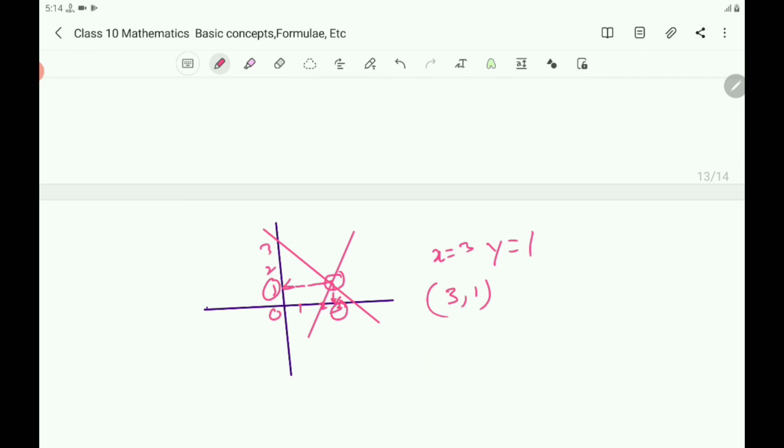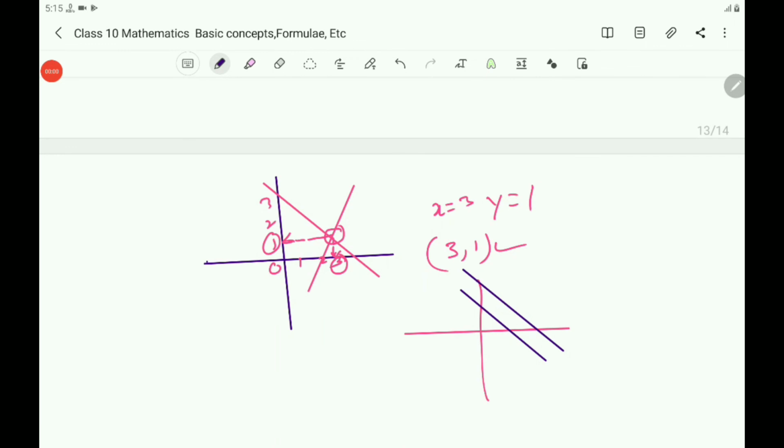So for the multiple choice questions, by giving the graph, they can ask what is the solution of the pair of linear equations. Then you must find the x coordinate and y coordinate. So you must write the answer like this way. So here answers will be given, you must select the correct answer. If the parallel lines are given, then you must conclude the answer: no solution.